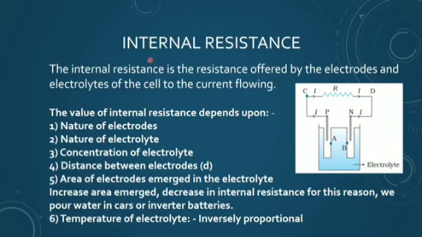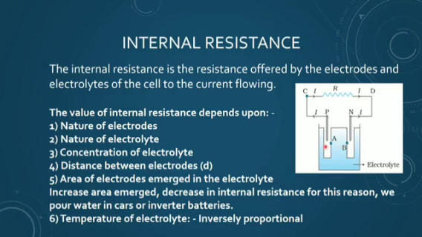When I'm having a cell, electrodes are there, electrolyte is there, so some internal resistance is offered by the electrodes and the electrolyte for making the current flow. And this internal resistance depends upon the nature of the electrodes, the nature of the electrolyte, and the concentration of the electrolyte.